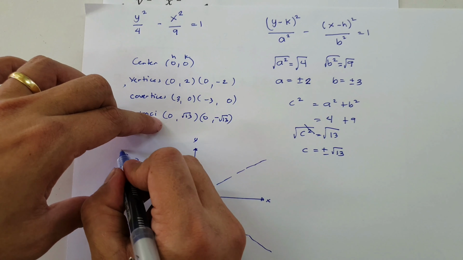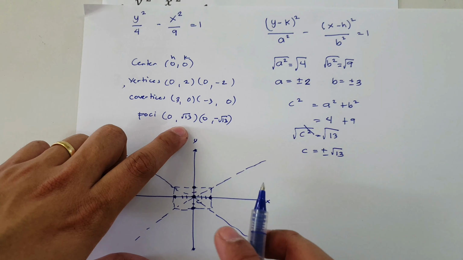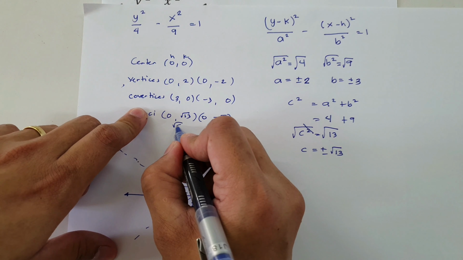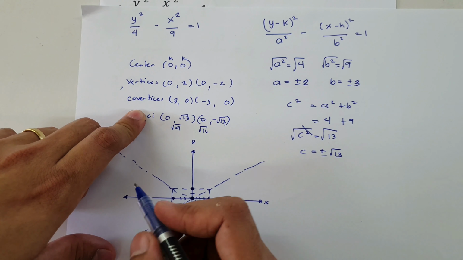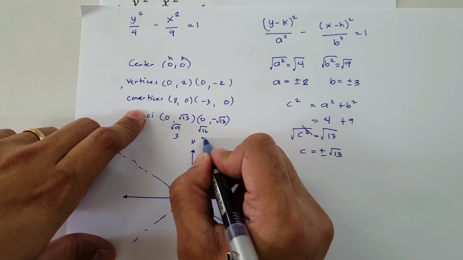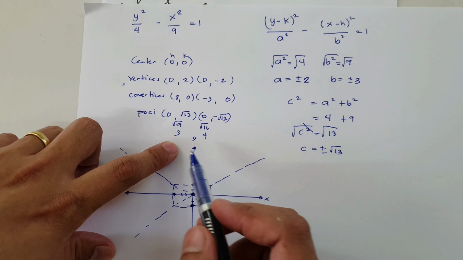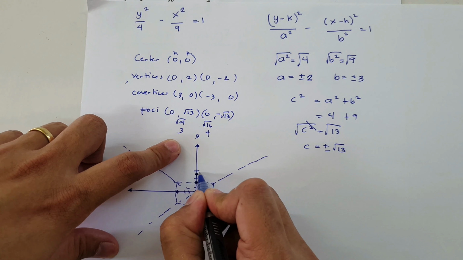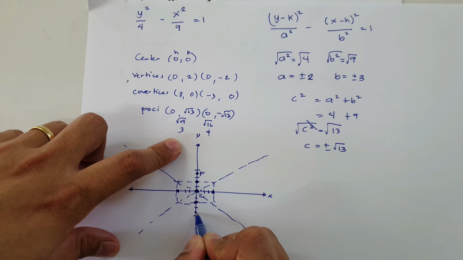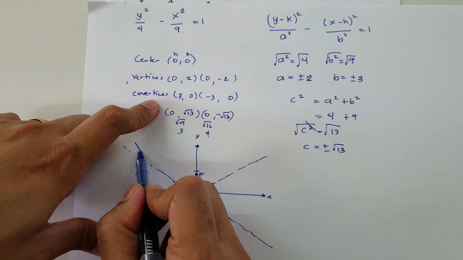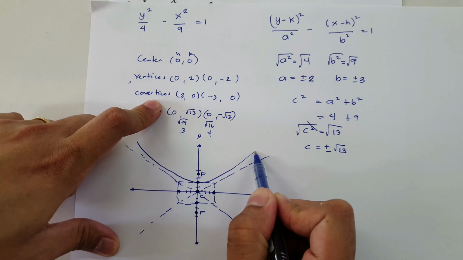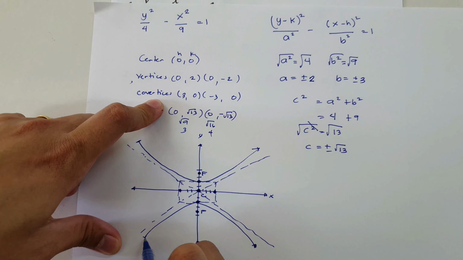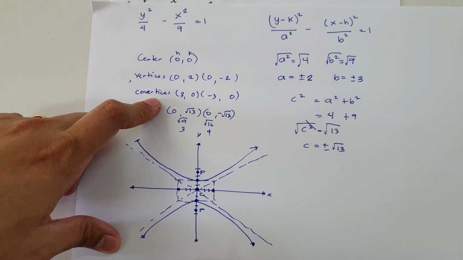Next, let us plot the foci. In our graph, we do not have square root of 13. But square root of 13 is between square root of 9 and square root of 16. Square root of 9 is 3, and square root of 16 is 4. That means that our foci are between 3 and 4. So this is 3, this is 4. So let's say this is our foci. Negative 3, negative 4. So this will be our foci. Now, this will be the opening of our hyperbola. It opens upward and downward. So that will be the sketch of our hyperbola.